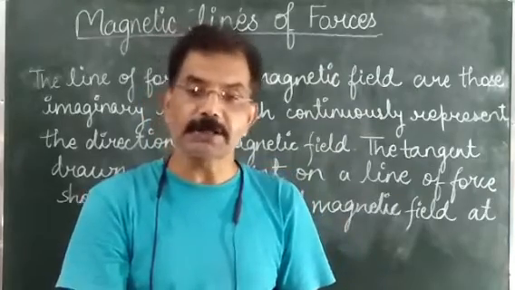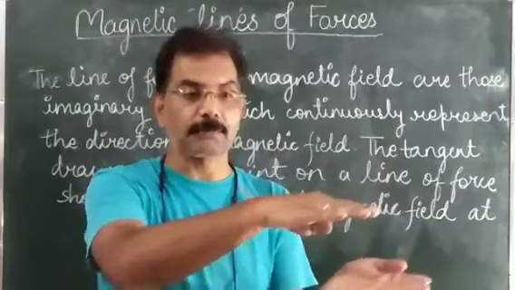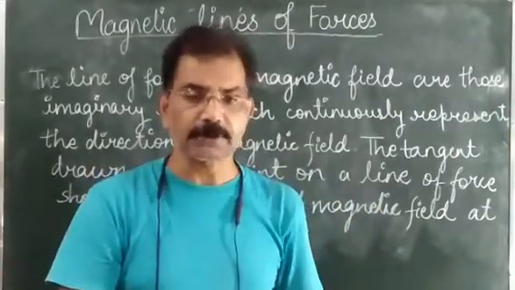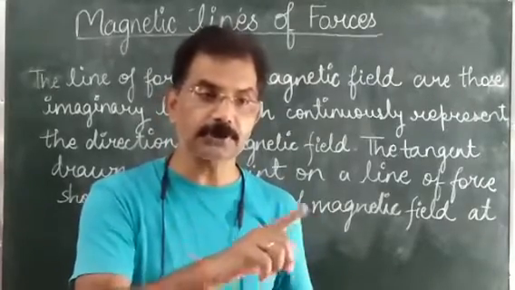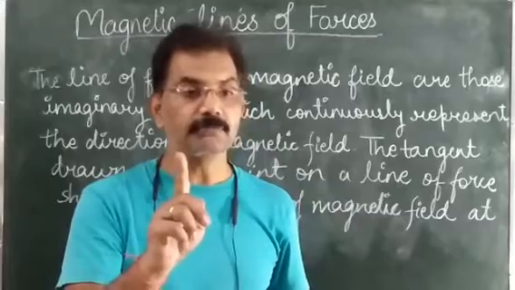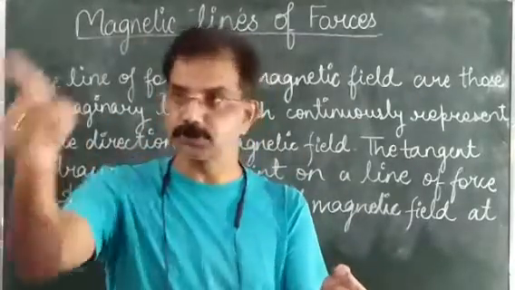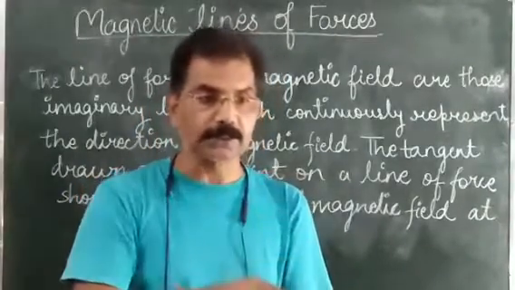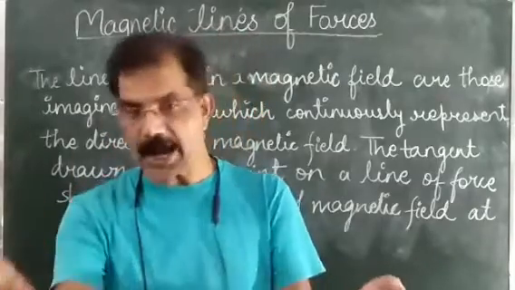And in a uniform magnetic field, the magnetic line of forces are parallel. But remember this difference between magnetic line of forces and electric line of forces. Magnetic line of forces form a closed loop, closed path. Start from north, come to south, and again come back from south to north, while electric line of forces start from positive and end at negative.